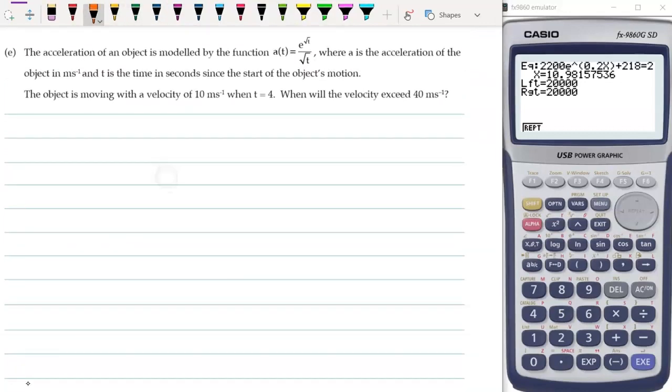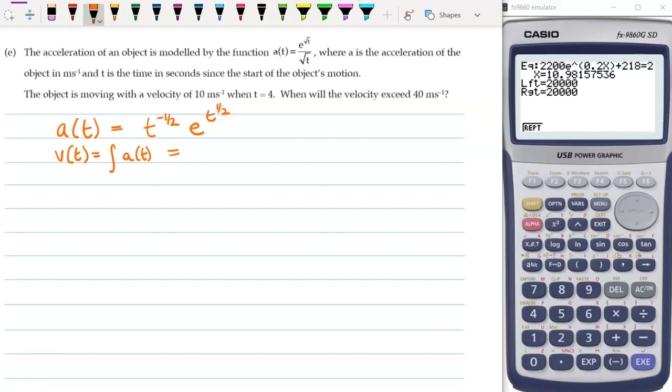For part E, we've got an acceleration function, which is t to the minus a half times by e to the t to the half. And we need to integrate this to get the velocity function. And for that, recognize that this bit here actually pops out of this bit here if we were to do a chain rule on it.